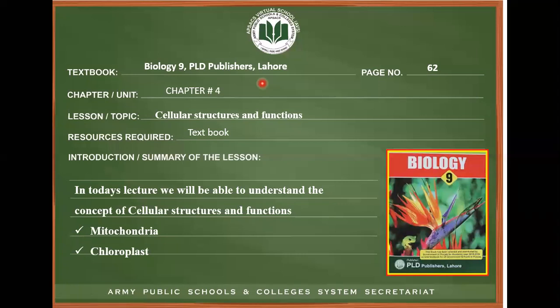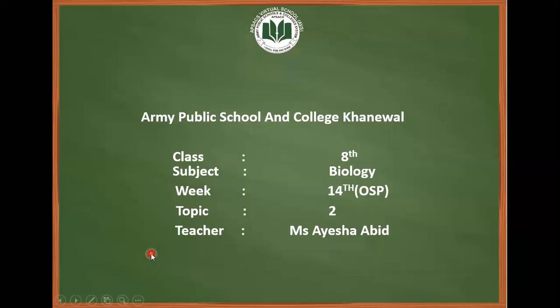Textbook Biology 9, PLD Publishers, Lahore, page number 62, chapter number 4, topic cellular structure and functions. Resources required: textbook. Introduction or summary of the lesson: in today's lecture, we will be able to understand the concept of cellular structures and functions, particularly mitochondria and chloroplast.